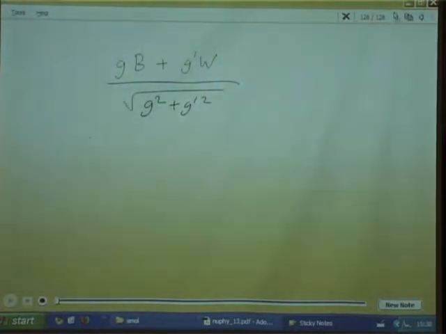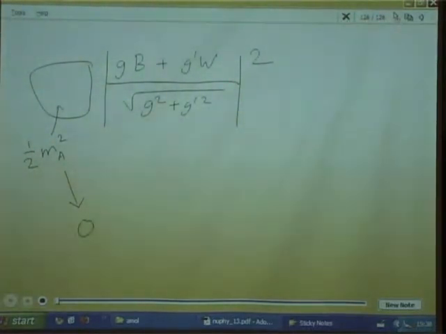I did not get this term. So I should actually get this square times something, and this something I would normally call half of the square of this thing. But I did not get this term. And that means that my M_A has to be equal to 0. This is a particle which is a combination of B and W. And normally we call this particle a photon.